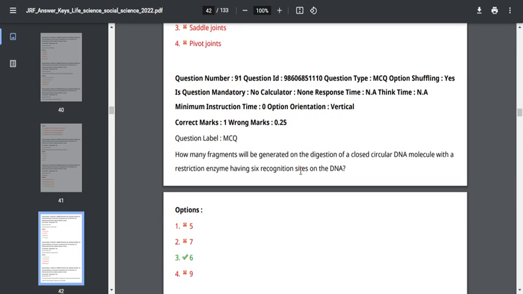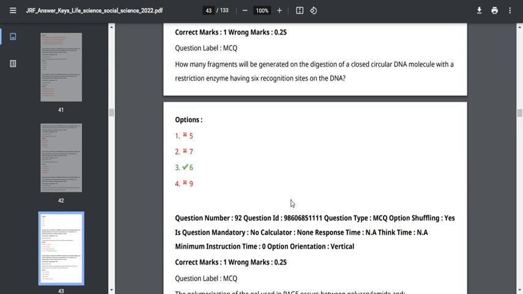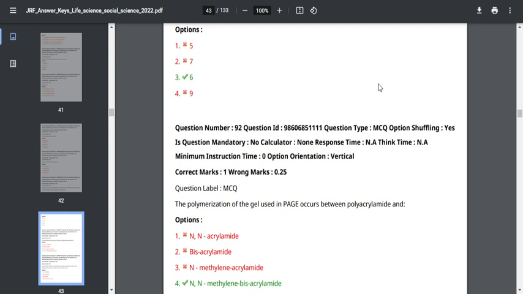Next, how many fragments will be generated on digestion of closed circular DNA with a restriction enzyme having 6 recognition sites? The answer is 6. In case of linear DNA, how many fragments will be generated on digestion with a restriction enzyme having 6 recognition sites? For linear DNA, it will generate 5 fragments. Since it is a closed circular DNA, it will generate 6 fragments.